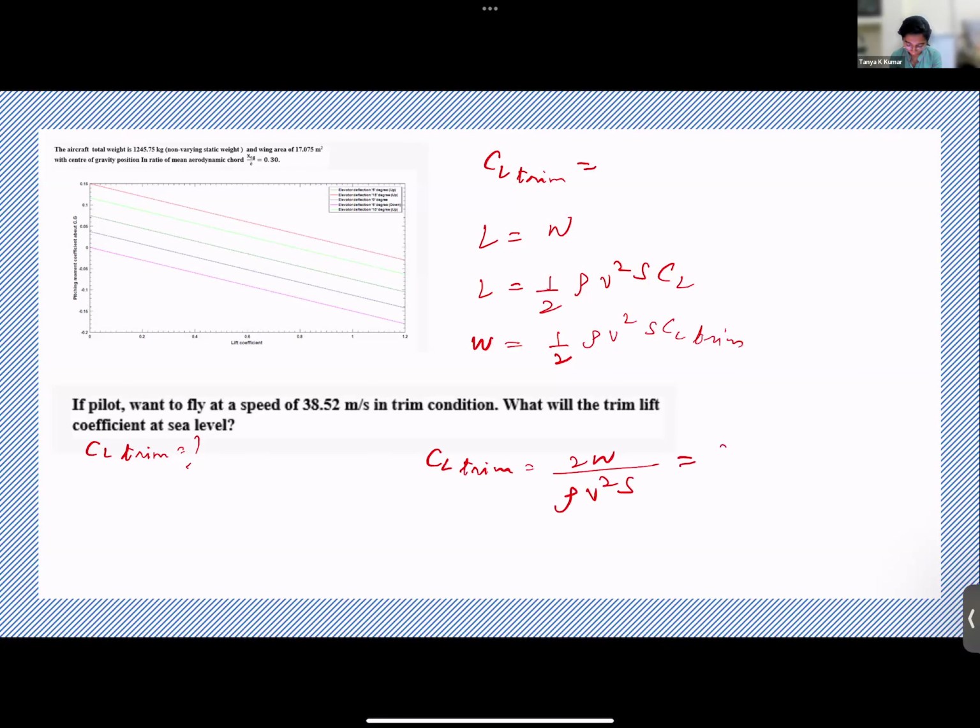Correct? So W here is 2 into 1245.75 into 9.81. Density at sea level is 1.225. They're giving you sea level here. Velocity is 38.52 squared, and wing area is 17.075. Just calculate this value and that will be your answer. It comes to about 0.787. Okay, so that is CL trim. Very simple.